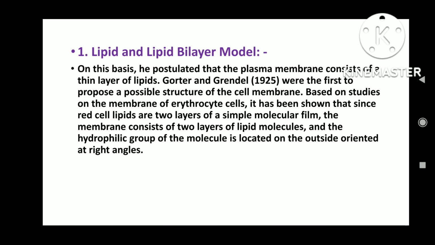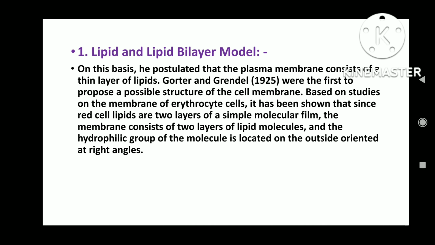So, lipid and lipid bilayer model. In 1902, Overton observed that substances soluble in lipid could easily selectively pass through the membranes. On this basis, he stated that plasma membrane is composed of a thin layer of lipid.